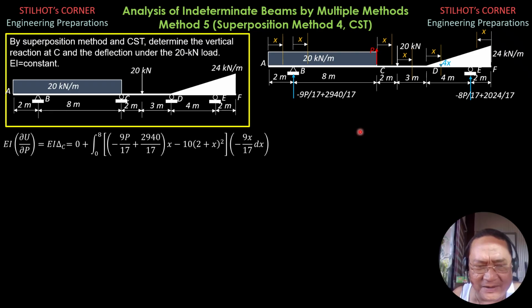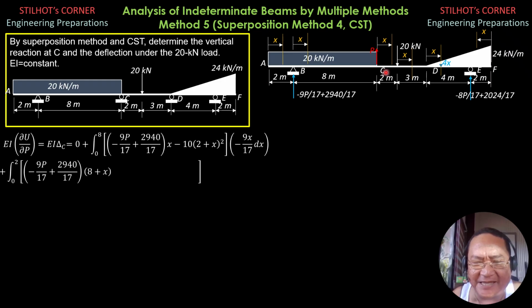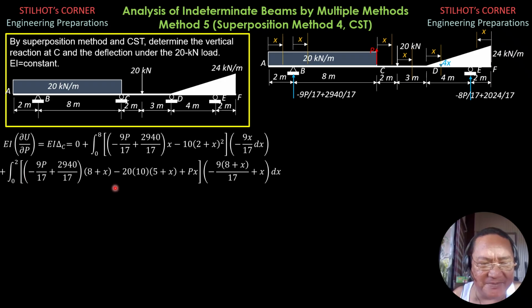We have the integral from 0 to 2 of quantity negative 9P over 17 plus 2940 over 17 times quantity 8 plus x, then plus Px minus 20 times 10. Then the moment arm is 5 plus x. So that's why you have 20 times 10, 5 plus x. This is negative 200. Then plus the moment of P about this section is Px, then the partial derivative of that moment equation with respect to P is negative 9 times 8 plus x over 17, then plus x.